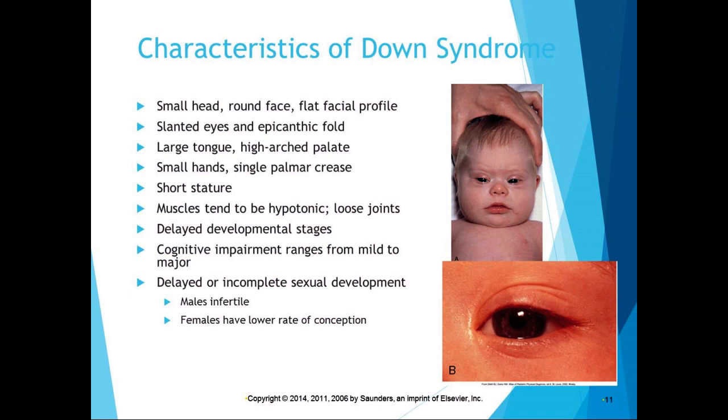The cognitive impairment with Down syndrome can range from mild to major, so it's going to vary from person to person. They are going to have delayed or incomplete sexual development. Males with Down syndrome are infertile, and females have a lower rate of conception. Of course, this being a genetic disorder, it can be passed on to children.